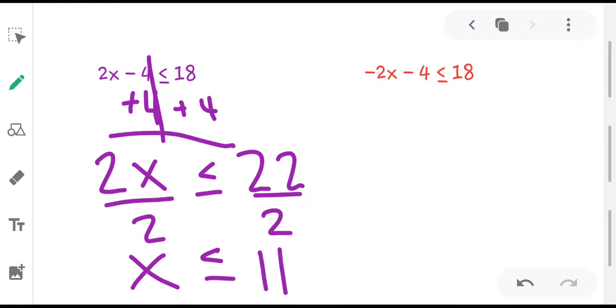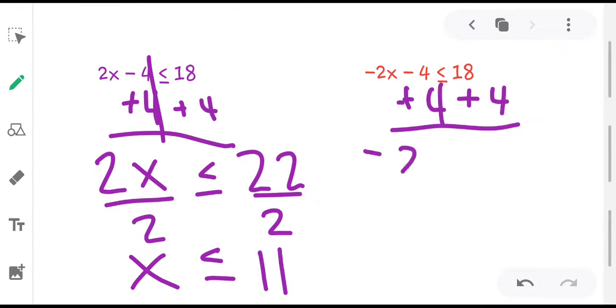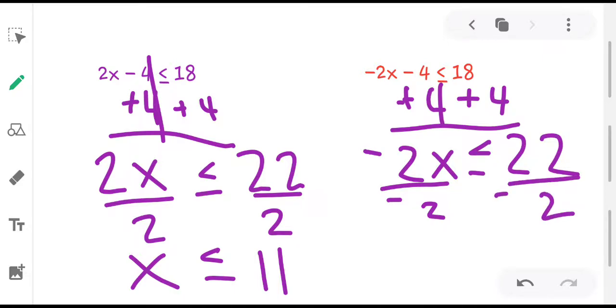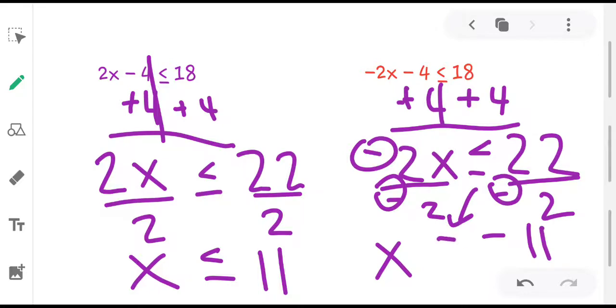Now over here, negative 2x minus 4 is less than or equal to 18. Again, the only thing different is that negative with the 2. So what we're going to do is add the 4. And we get negative 2x is less than or equal to 22. We divide both sides by negative 2. So we have x, and we have negative 11. And we have to remember, because of this negative right here, we have to flip the inequality sign. So notice there's a sign difference and an inequality difference on these questions.